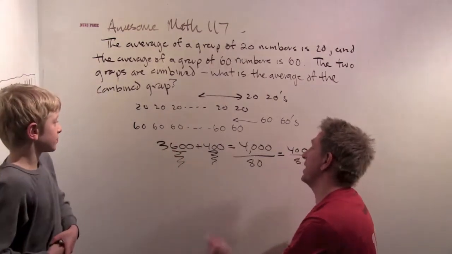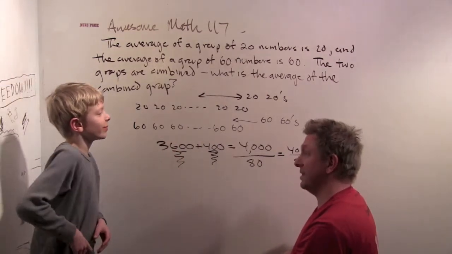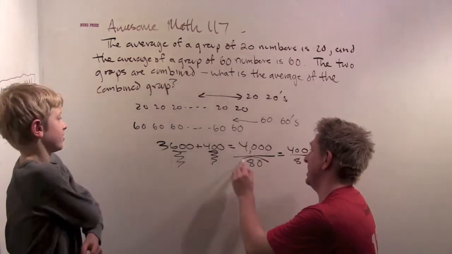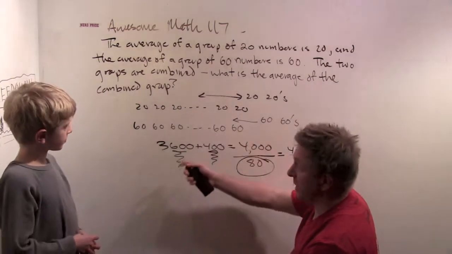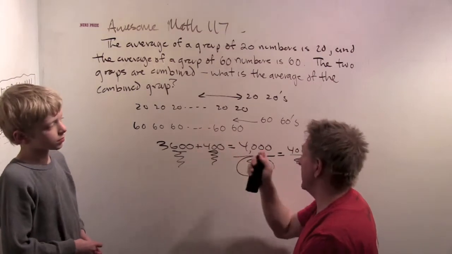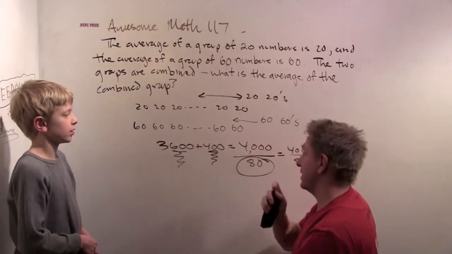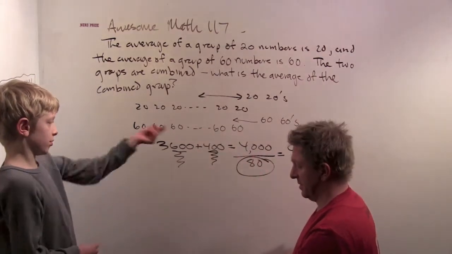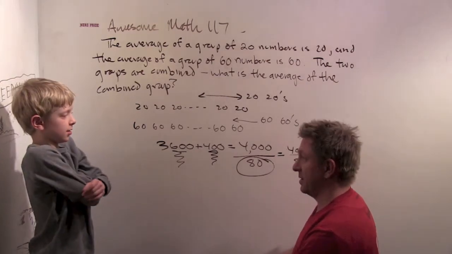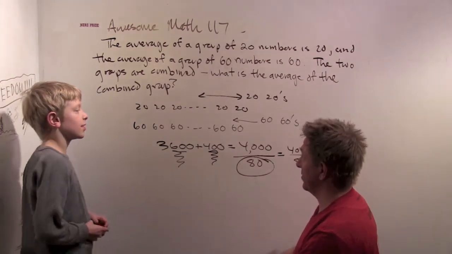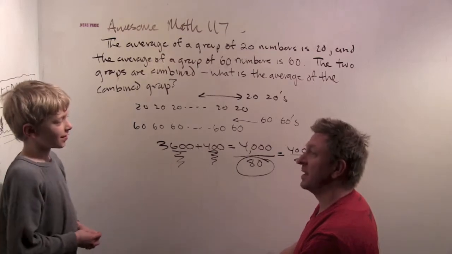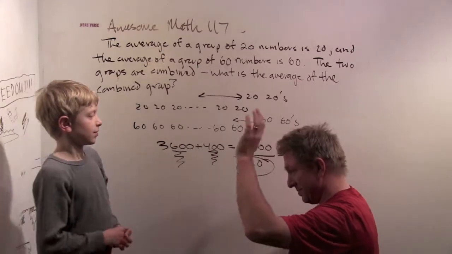And how many numbers do we have in the combined group? Always 80. So the only thing we know about the combined group is that combined they add up to 4,000, and there's 80 numbers. And then we just have to divide. And the average of the combined group is always going to be 50. How about that? Pretty cool, right?